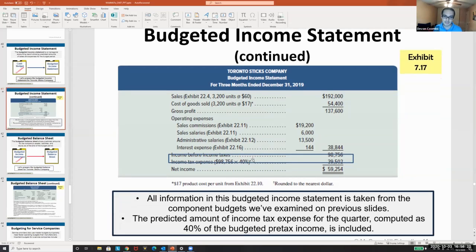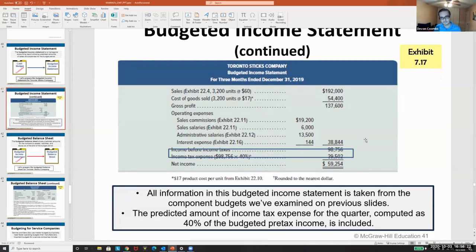And then we have our income tax expense of 40%. Income tax is a little more complex than that, but for now, just know that if I ask you income tax expense, this is how you'll do it. Just apply a flat rate, 40%, and then we get our net income. So all this information we're just pulling from our previous budgets. Seems like a lot, but really it's just flow.